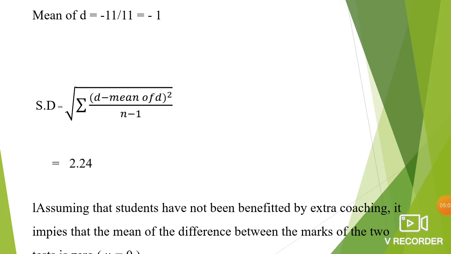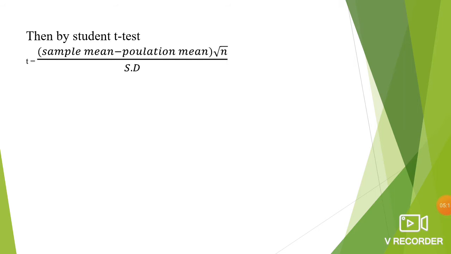Assuming that the students have not benefited by extra coaching, we take mu equal to 0. That is the assumption. Then by the student t-test formula, sample mean minus population mean, into root n, divided by standard deviation. The sample mean is minus 1. There is a mistake there: sample mean minus 1, minus 0 population mean, into root 11, since n is 11, divided by standard deviation 2.24. So we get 1.48.